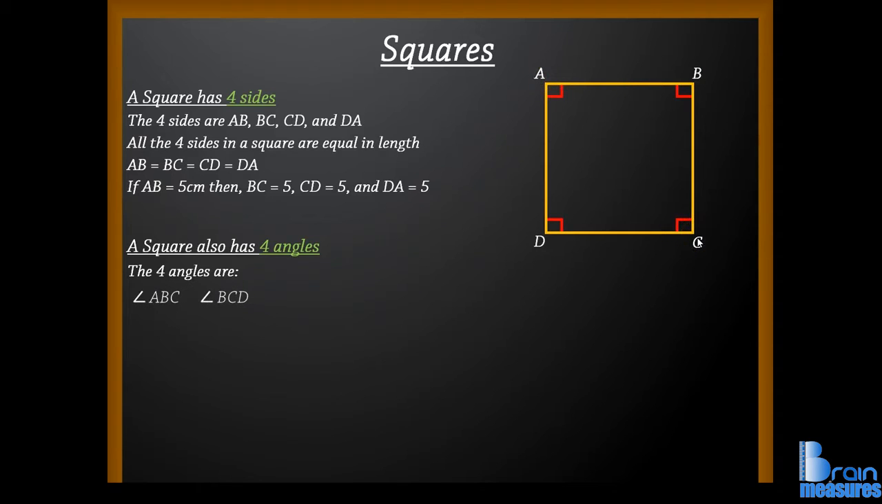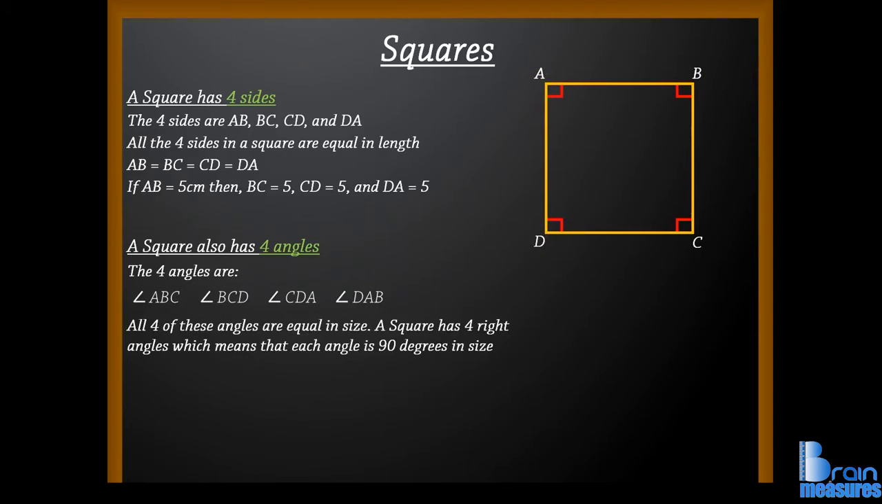Let's take a look at a few more of the angles that are in a square. So we also have BCD. The angle is at C and it is between BC and CD. Similarly, we have the third angle, which is CDA, and the fourth angle, that is DAB. All of these angles are right angles, and therefore each one measures 90 degrees in size.